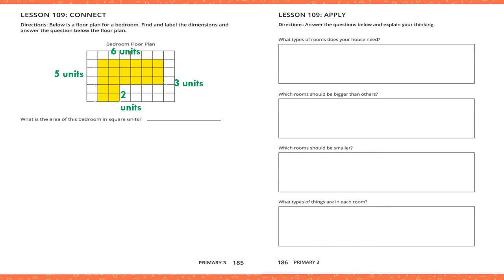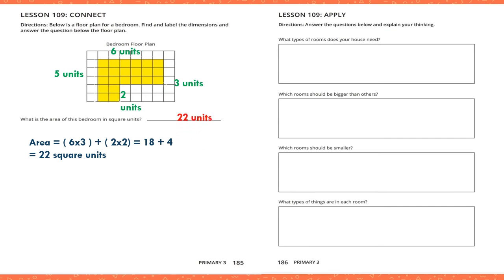So to know the whole area of the complex shape, we have to divide it into 2 smaller shapes. The first one is a rectangle with side length 6 units and width 3 units. And the other will be a square with side length 2 units. So the total area will be 6 times 3 plus 2 times 2 equals 18 plus 4 equals 22 square units. Now let's move to the apply part.